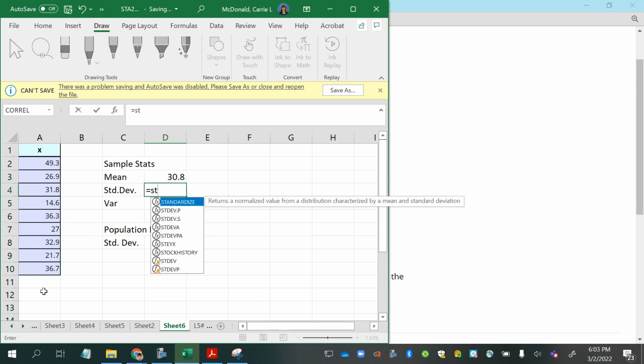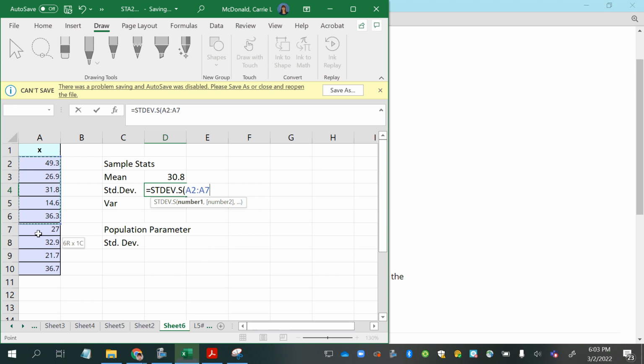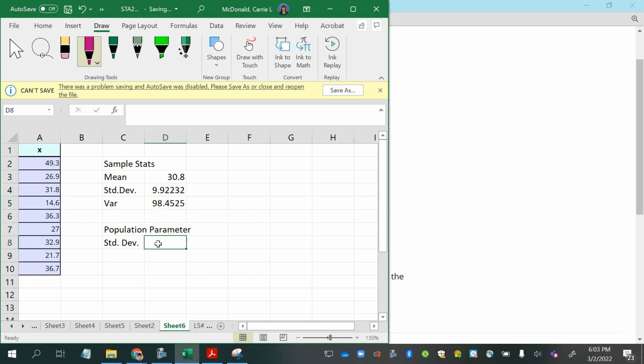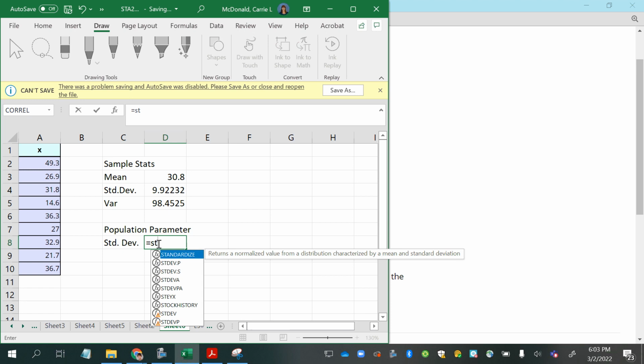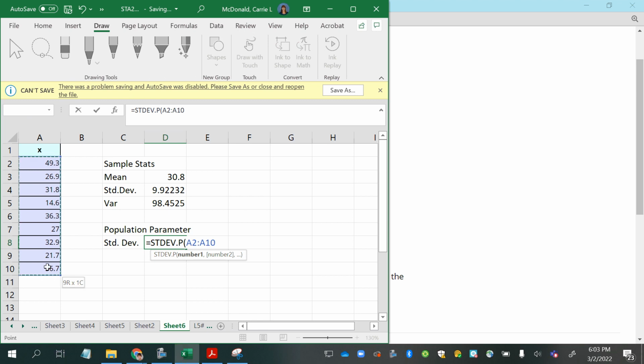Then the standard deviation, you want the one that says .s, because as it says here, estimate standard deviation based on a sample. Double click, grab the values, press enter. The variance is simply taking the standard deviation and raising it to the second power. And the population standard deviation is the one that says STDEV.P, which calculates for the population. And that's the end of that question.